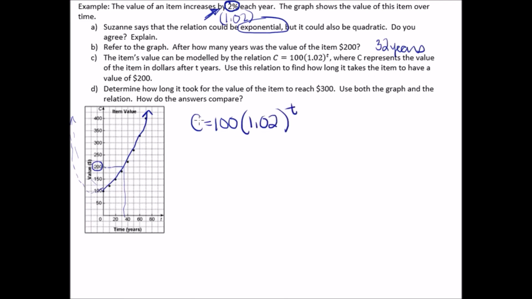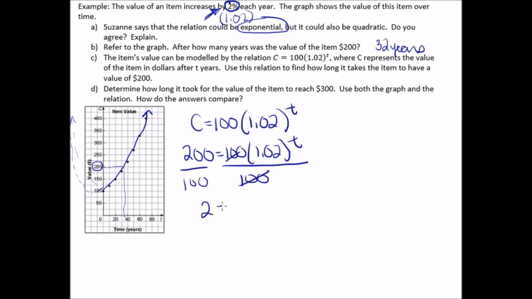Okay, C is the value, or the cost, in dollars after t years. So let's use this to see when the value is 200. Okay, 100 times 1.02 to the t. So we're going to divide both sides by that 100, and we've only seen this once in this unit so far: 2 equals 1.02 to the t. What we need to do is rewrite this 2 as 1.02 to some exponent. So this is when we get out our calculators, and we put 1.02 into our calculators, and we keep putting exponents in until it's approximately 2.